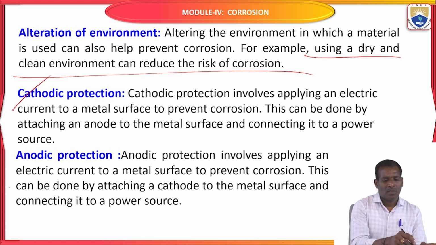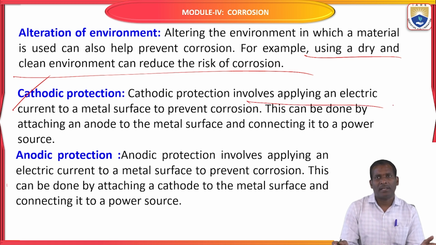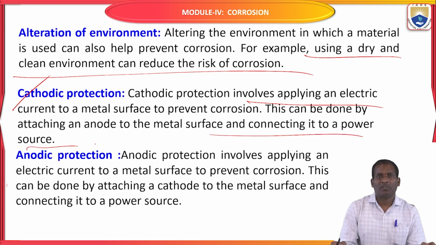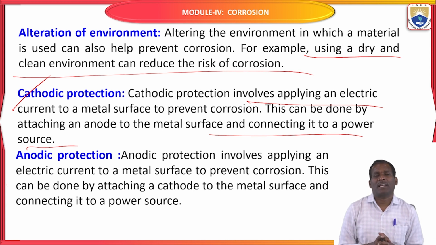Cathodic protection. Cathodic protection involves applying an electric current to a metal surface to prevent corrosion. This can be done by attaching an anode to the metal surface and connecting it to a power source. So this method is called cathodic protection. It involves applying an electric current to a metal surface, the part which you want to protect. The component is protected by applying an electric current. This can be done by attaching an anode to the metal surface and then connecting it to a power source.